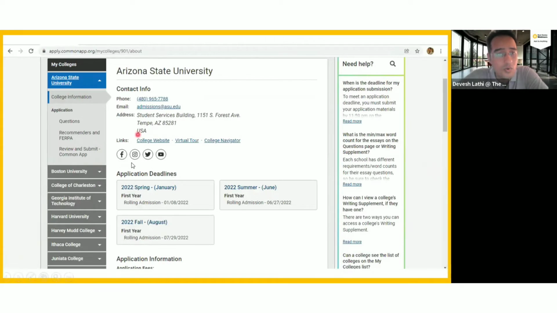Now let's see what rolling deadlines are. So Arizona State University, one of the large public universities, follows the rolling admissions format. So if you are going to college, let's say in the fall of 2022, then the application will continue to be open until 29th of July 2022. So really they are just closing extremely close to the college start date.